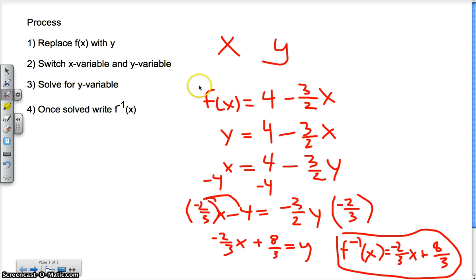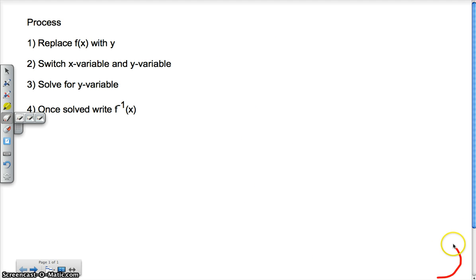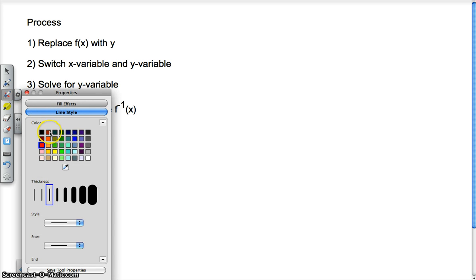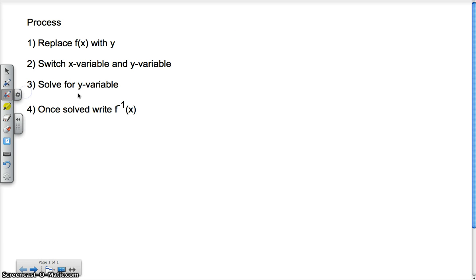Alright, so let's look at another problem real quick. So I'm going to go ahead and just erase this. There we go. And we're going to come back over here. So problem 2. I have a new problem here. It's going to be g of x equals negative 16 plus x over 4.